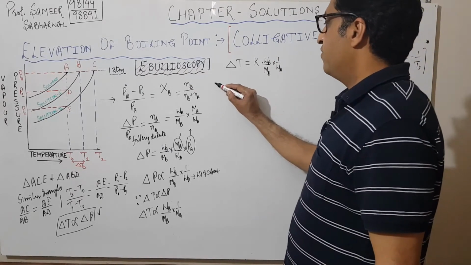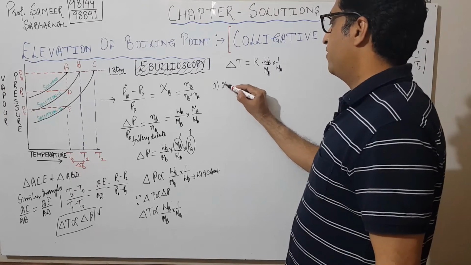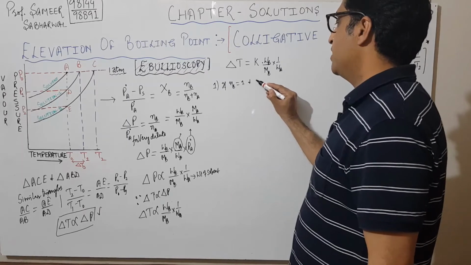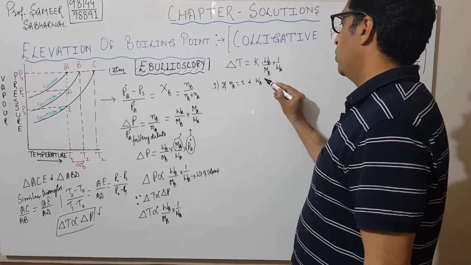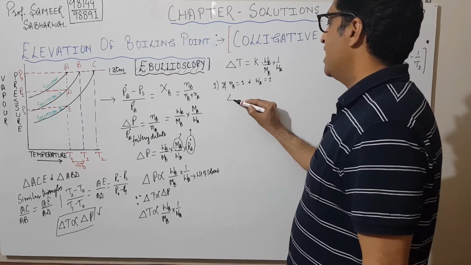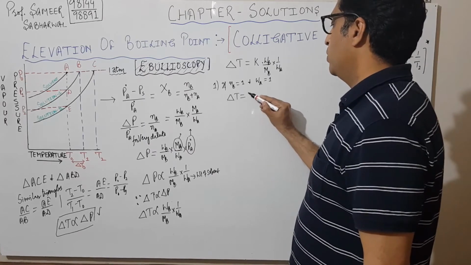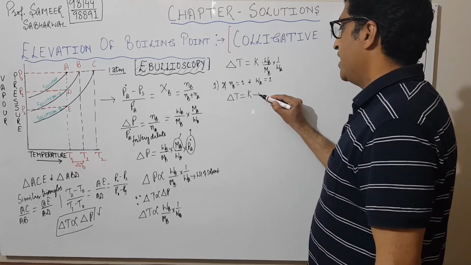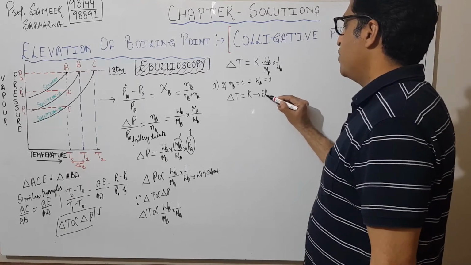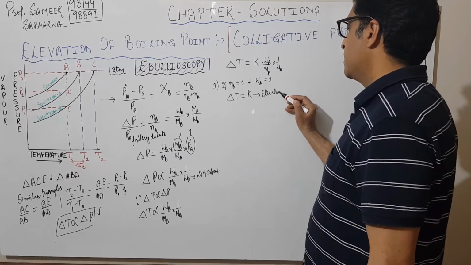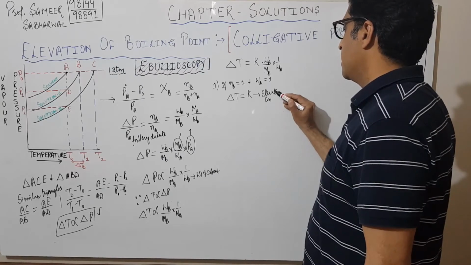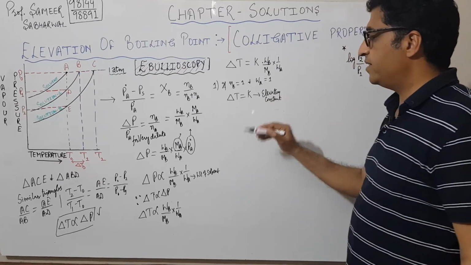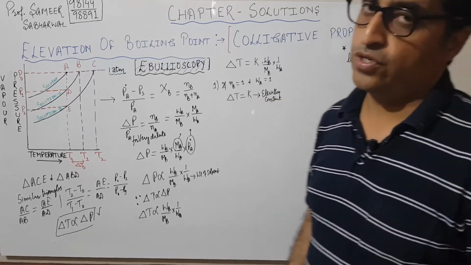Now I consider the first case. If NB, that is the number of moles of solute, is 1 and WA is also 1, then delta T is equal to K. So now what is K? K is some constant. I represent this by elevation constant. So K is what? An elevation constant.